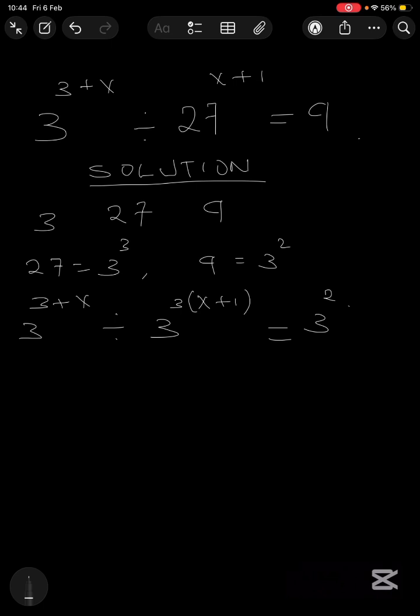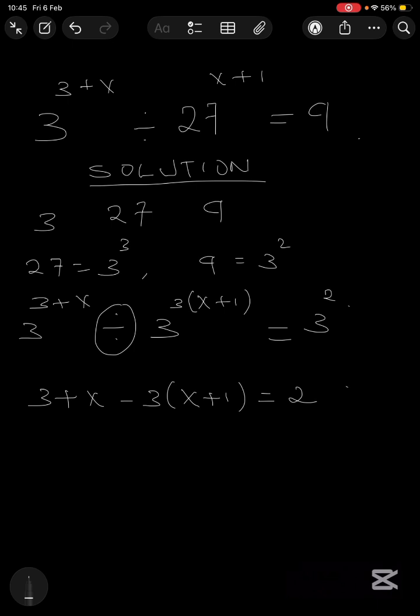Next, we apply the law of indices. As you can see, this is division. Division is the same as minus, so we have to subtract the powers. As you can see, the base is the same, base 3. We focus on the powers. So it is 3 plus x. Division is the same as minus. Then we have 3, open the bracket, x plus 1 is equal to 2.